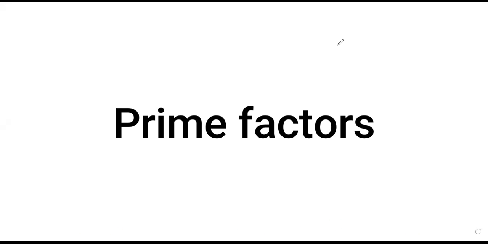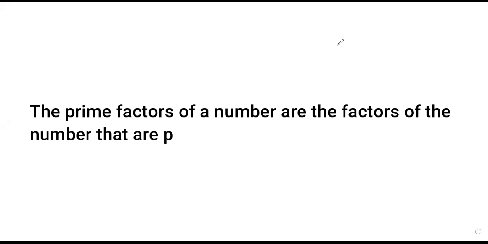Prime factors. Now, what do we understand by prime factor of a number? The prime factors of a number are the factors of the number that are prime numbers. It is possible to write every non-prime number as a product of prime factors. For example, when you have 15, 15 is 3 times what? 5. So 3 times 5 gives you 15.